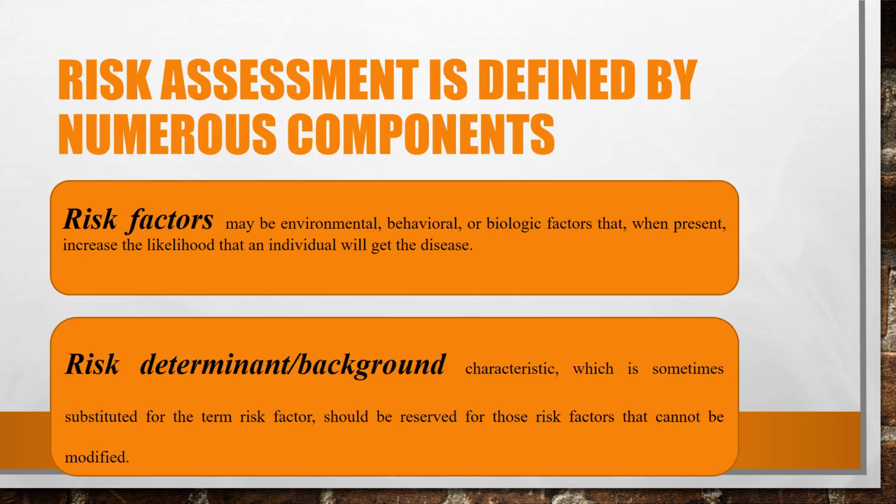Risk assessment can be defined by numerous components like risk factors, risk determinants, and risk indicators. First, the risk factors. These can be environmental, behavioral or biological factors which, when present, increase the likelihood that an individual will get the disease. That is a risk factor. What is a risk determinant or background? These are background characteristics that cannot be changed or modified. So these are risk factors that cannot be modified. That is risk determinant or risk background.